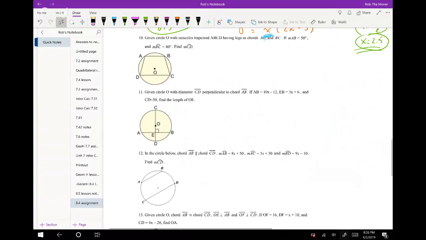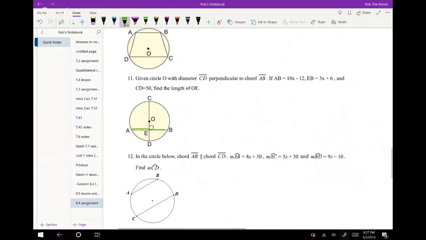Okay, number 11, we are given AB is 10x minus 12. That's that whole chord. And we're given part of the chord, EB is 3x plus 6, right? And we can see that we have a line perpendicular through the center. So that line that's perpendicular through the center of the circle bisects the chord. So EB is 3x plus 6, and AE is also 3x plus 6 because that chord is bisected. So basically 3x plus 6 times 2 would be equal to the whole chord, which is 10x minus 12.